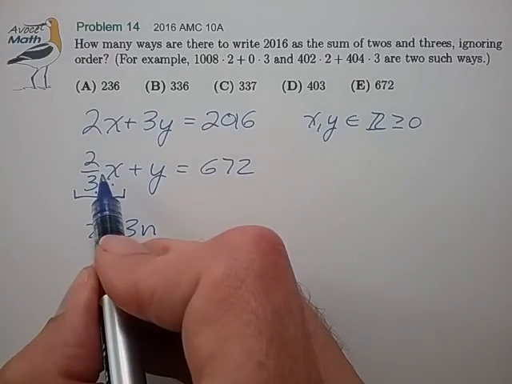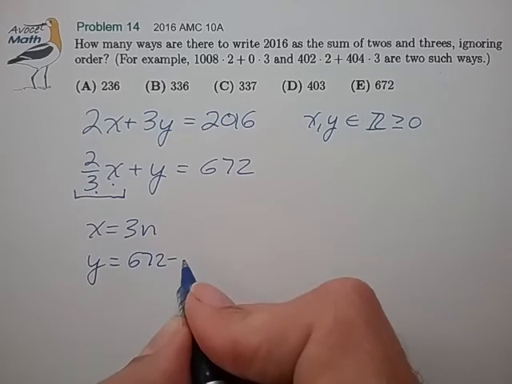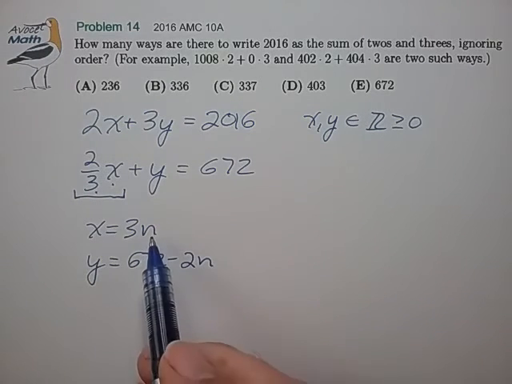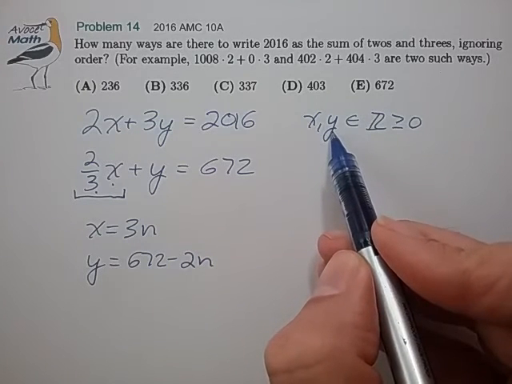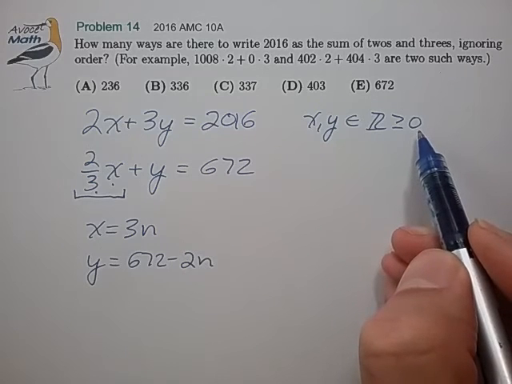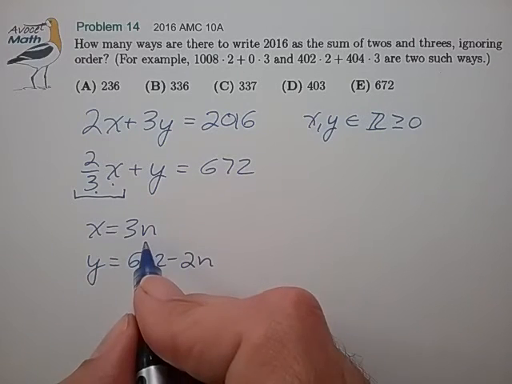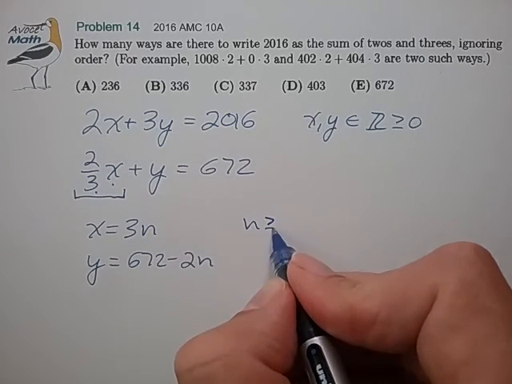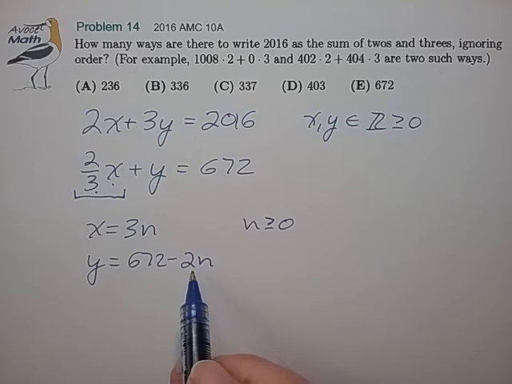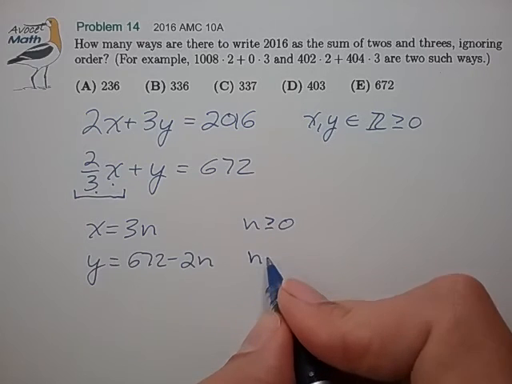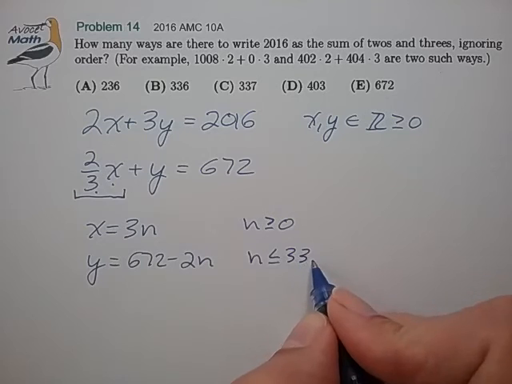And if we back substitute that, we can then solve for y and find that y is now equal to 672 minus 2n. And now we have to find the integer values of n which satisfy the condition that x and y are integers greater than or equal to 0. So for this first condition, x has to be 0 or larger, so that just means n has to be greater than or equal to 0. y has to be greater than or equal to 0, which means that n has to be less than or equal to 672 divided by 2, that's 336.